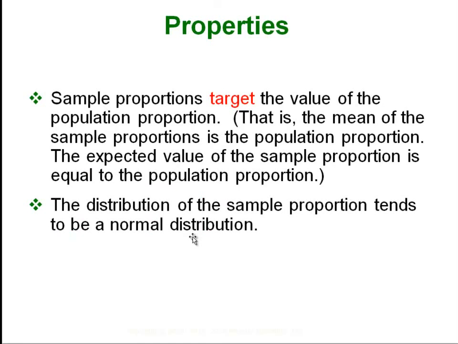And just like means and variances, the sample proportions target the value of the population proportion. So if we did the same thing, took a bunch of samples, each time we took the sample we calculated the proportion of that sample that, let's say, had blue eyes, wrote that proportion down, did that over and over and over again, then took the average of all of those proportions, that result would be the proportion of our population that has blue eyes. It's a beautiful thing.